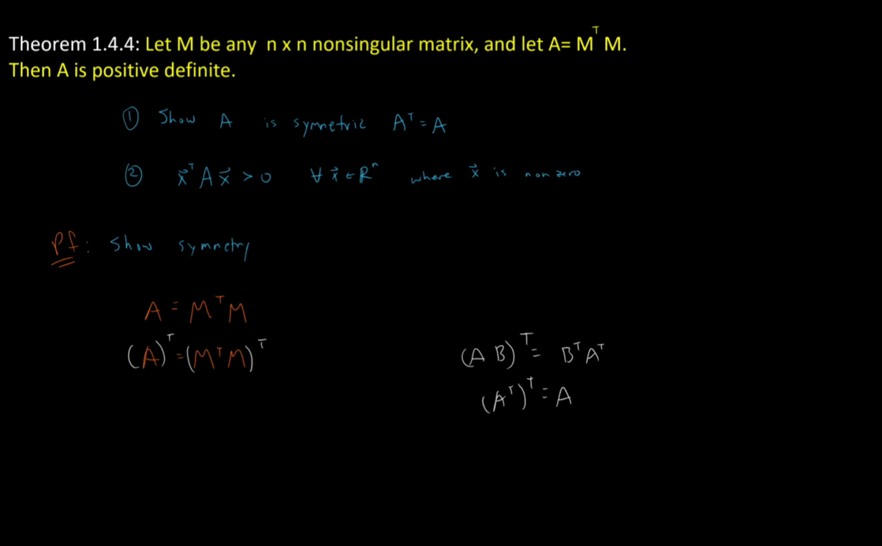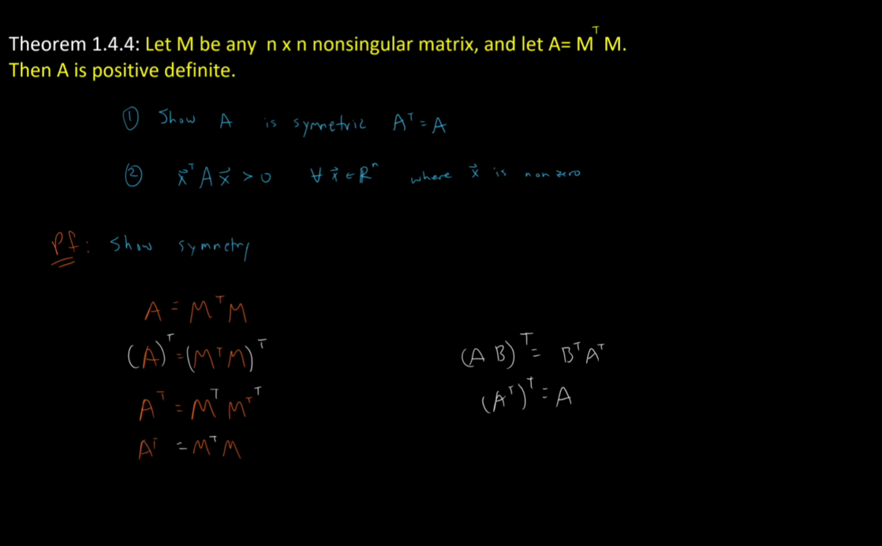So back to our argument. A transpose is going to stay the same, and we reverse the order. This is going to be M, and now we have the transpose. We can simplify this a bit more. This is going to stay as M transpose times M. So now we can go ahead and bring the second part down. We have A transpose is equal to M transpose M.